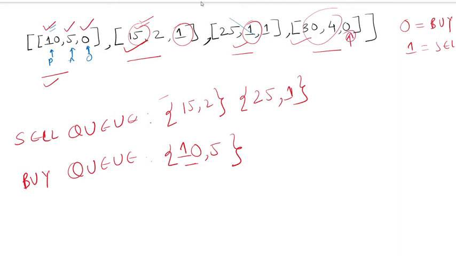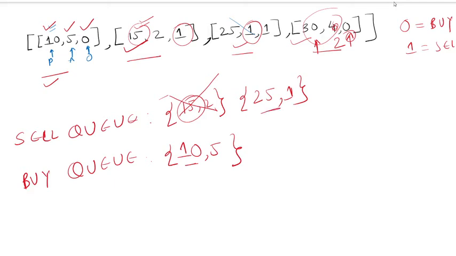If it's a buy order, you look at the sell queue. Among the sell queue, you select the smallest one. If that smallest price is less than the price of the buy order, you complete the transaction. So what is the smallest among these two prices? This one, right? Is it less than 30? Yes, it is less than 30. You complete the transaction. That means you need to erase this from the sell queue and reduce its amount to 2, right?